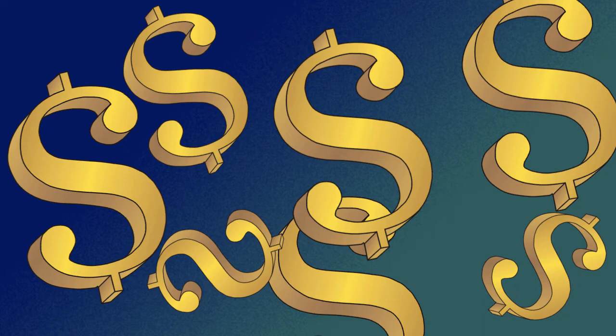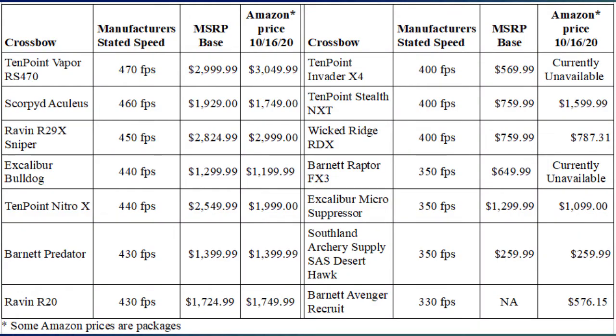How much are you willing to spend to get the speed you want? The table shows 14 crossbows that were available as of March 16, 2020. The most expensive in both manufacturer's suggested retail price and on Amazon, I used Amazon only because it was handy, is a 10-point Vapor RS 470. That happens to be the fastest crossbow currently available as far as I know. It is rated at 470 feet per second using a 360 grain arrow. With 400 grains, it's rated at 460 feet per second.